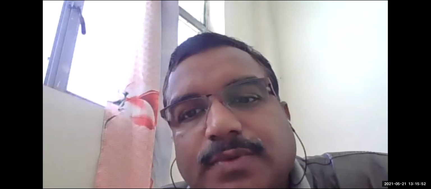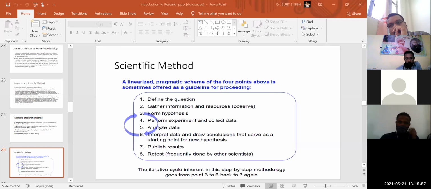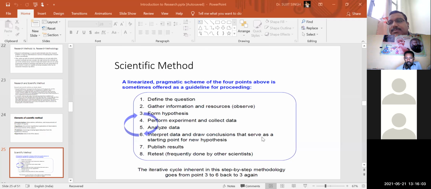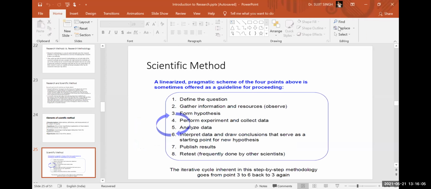Okay, so we are discussing about the scientific method. Are you able to see the PowerPoint slides? Yes, doctor. Okay. So we are discussing the scientific method, how we are going to perform the research.